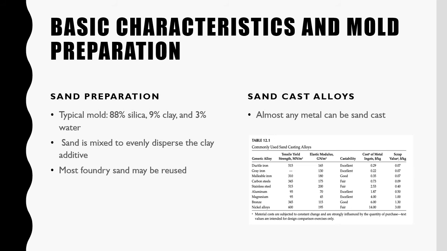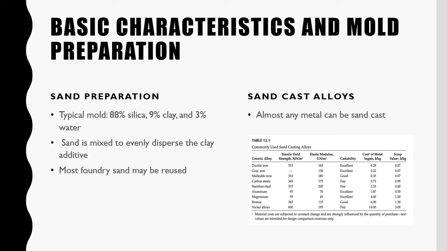Some of the basic characteristics in mold preparation: the sand is typically made of 88% silica, 9% clay, and 3% water, and it is mixed evenly to disperse the clay additive. This is important because you want every mold to have the same properties. In most foundries, sand may be reused after it is cleaned. It's also important to note that almost any metal can be sand cast.